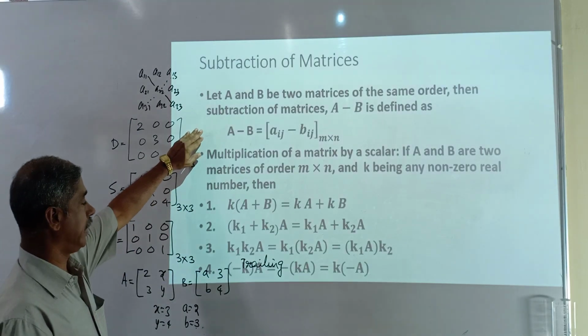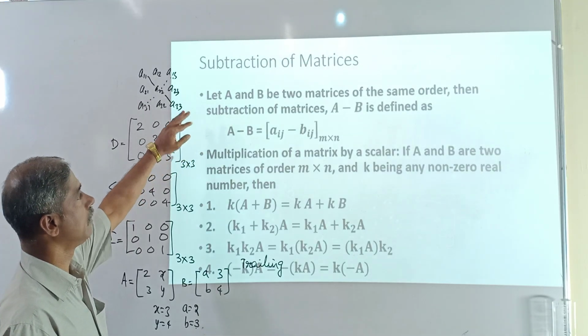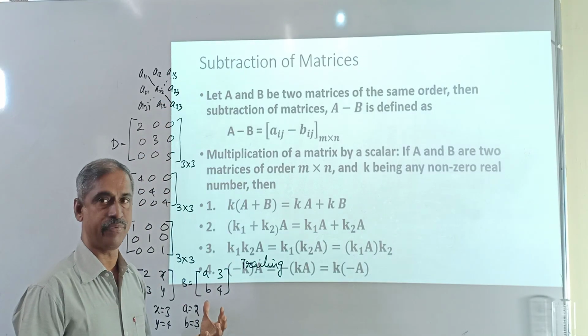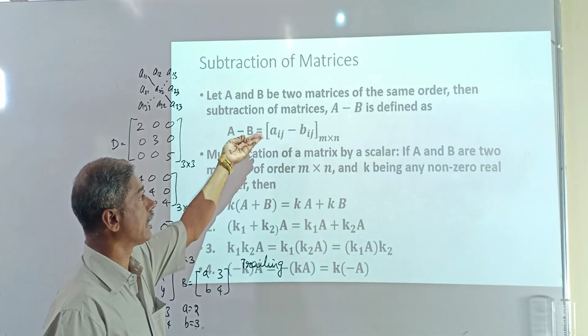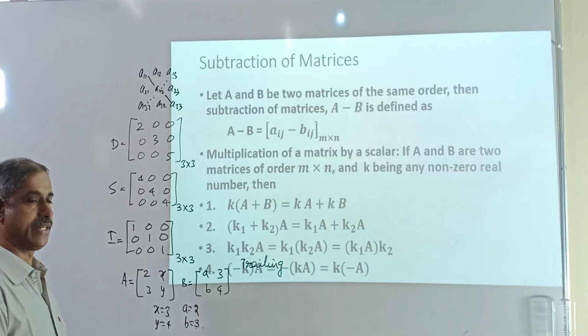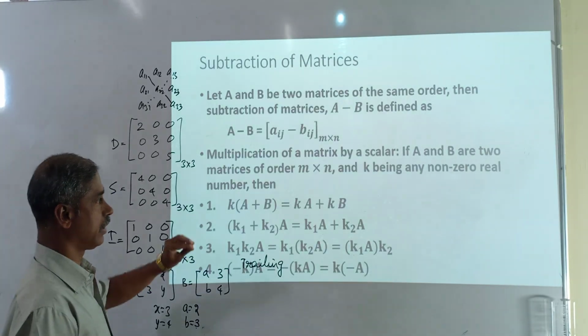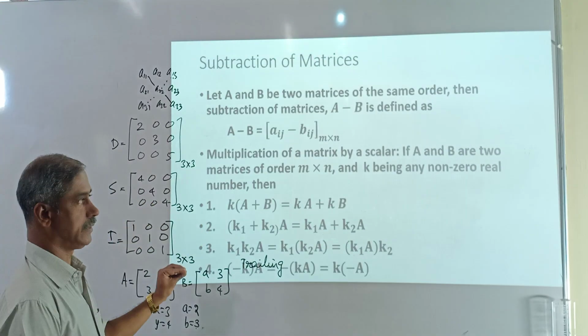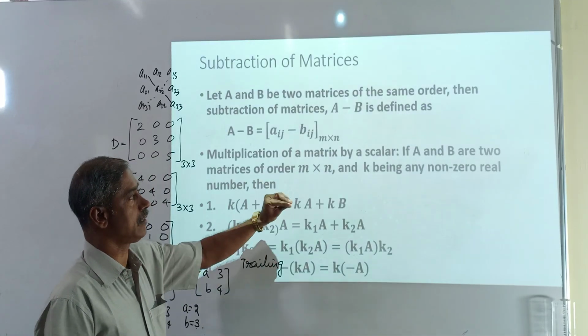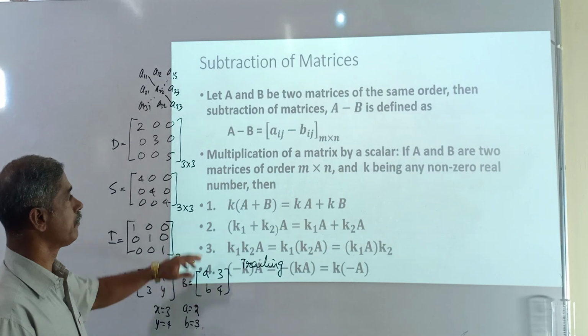In the last frame, A and B are two matrices of the same order. As addition is defined, subtraction is also defined. The corresponding entries are subtracted and the order of the difference matrix will also be the same. We have already chosen a 3 by 2 matrix. I am subtracting a 3 by 2 matrix. The answer also will be a 3 by 2 matrix.